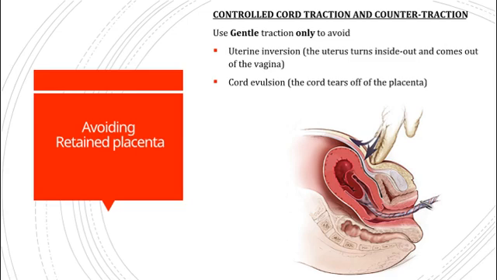The patient should be in a supine position. Pulling too hard can cause uterine inversion, where the uterus turns inside out and comes out of the vagina, or can cause cord avulsion, meaning the umbilical cord tears off the placenta.